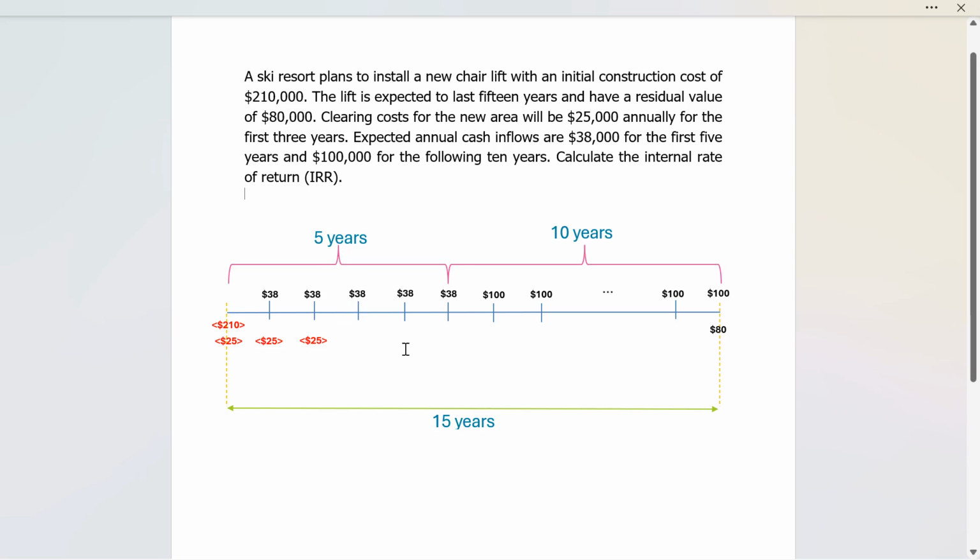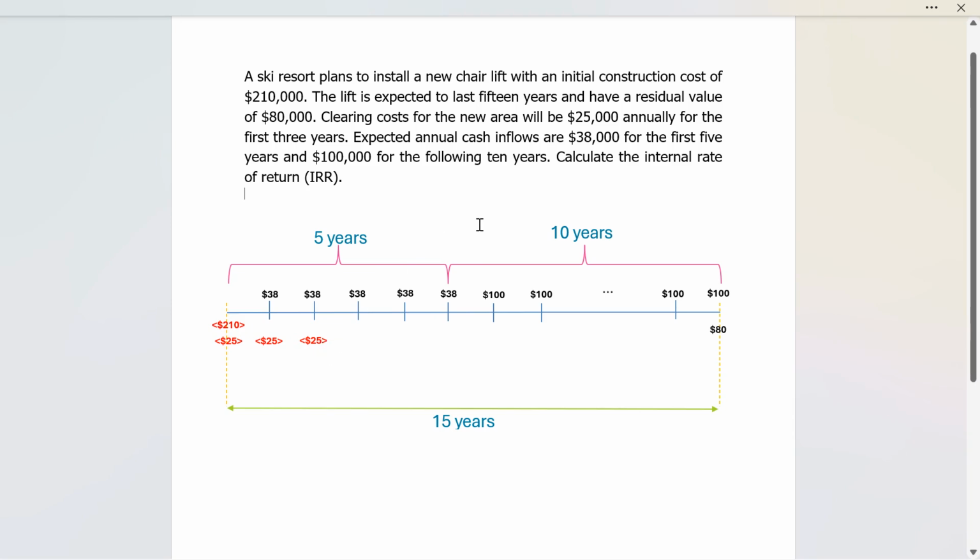This picture shows a summary of the costs and returns of this project. All the numbers are in $1,000. The initial cost of the project is $210,000. Then, for the first 3 years, the clearing cost would be $25,000 per year.